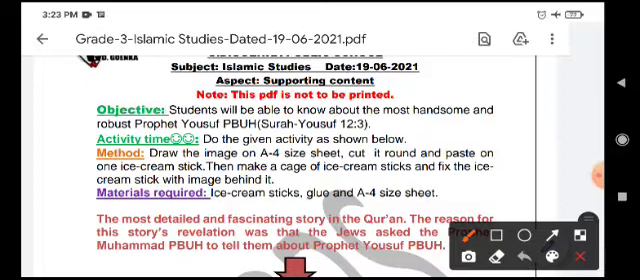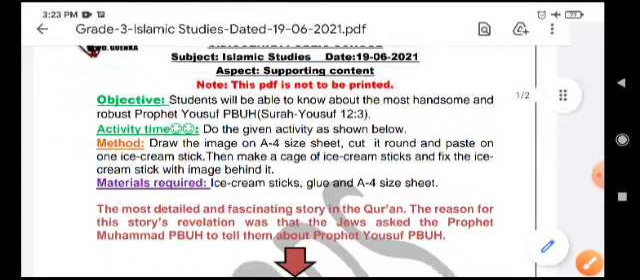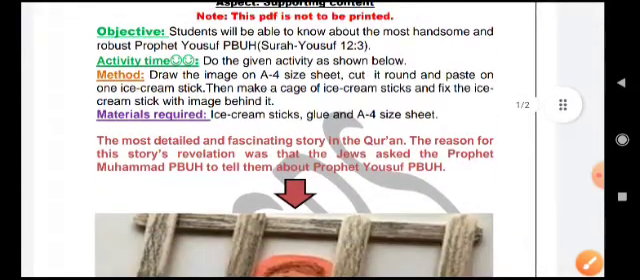So, this whole story is narrated in Surah Yusuf, and it is the story of a prophet, namely Hazrat Yusuf, peace be upon him. And we have to do an activity. With this activity, we will come to know about the story of Hazrat Yusuf or Prophet Yusuf. Christians call him by the name Joseph.